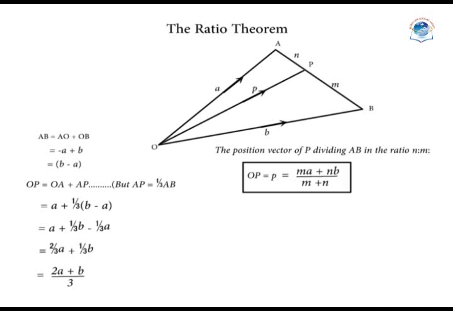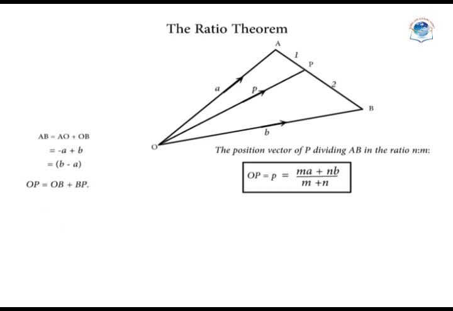Now, someone may wonder, suppose we had taken the path OB and then BP, would we still end with the same answer? Trust me, we would. Let's try that. OB plus BP will be equal to B plus 2 over 3 BA. Notice now we are moving from B towards A. The direction has reversed. Now we have already calculated AB and found it's B minus A.